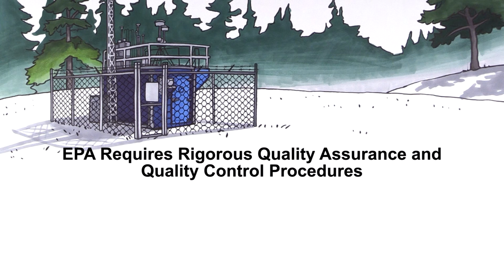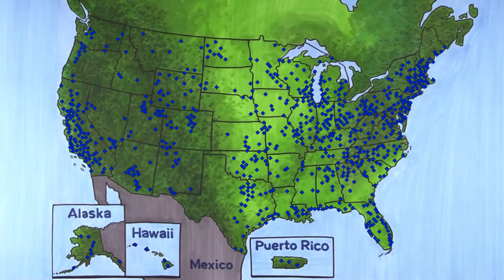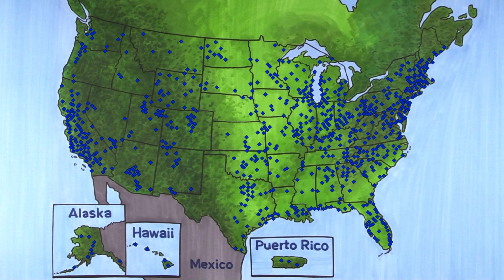These include requirements for where monitors are sited, as well as how samples are collected and analyzed. Regulatory monitors are operated and maintained by trained staff. EPA is confident that the air quality measurements this network provides are accurate.